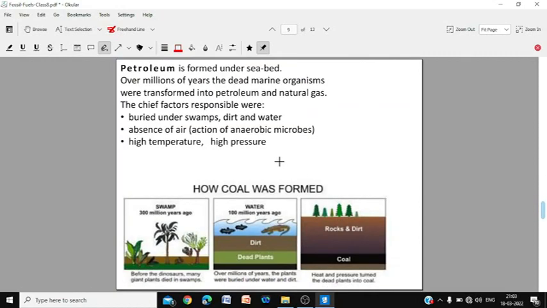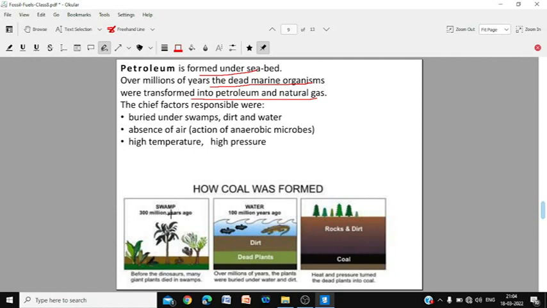Next, we have petroleum. Petroleum is formed under the seabed. It is always formed under the ocean bed and seabed. For millions of years, the dead marine organisms, microorganisms that live in seas and oceans, were transformed into petroleum and natural gas. So this is how we have it.